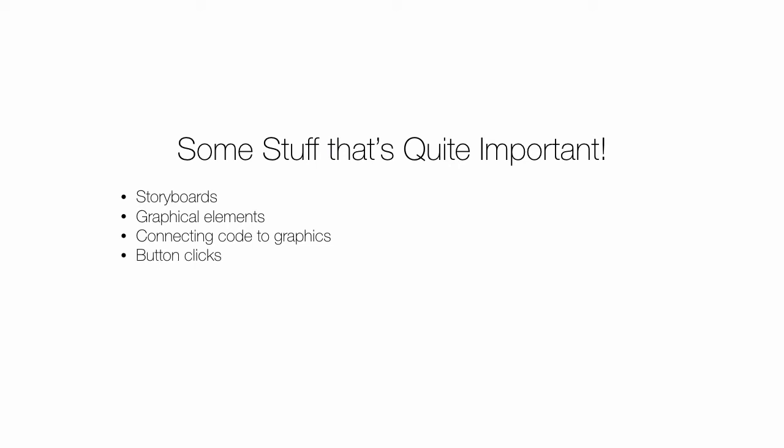And that stuff is, firstly, storyboards, how we lay out the graphical parts of our app. Graphical elements, how we put graphical things like buttons or labels, text areas, image viewers inside of our app. How we connect those graphical elements to our code because they have to talk to each other. Then we'll look at the classic button click. How do we handle it when someone taps a button on the screen?